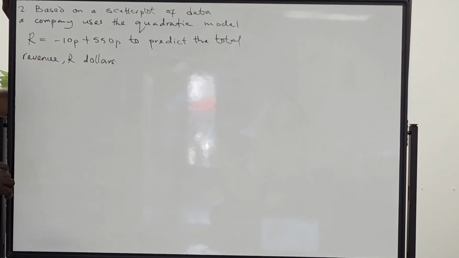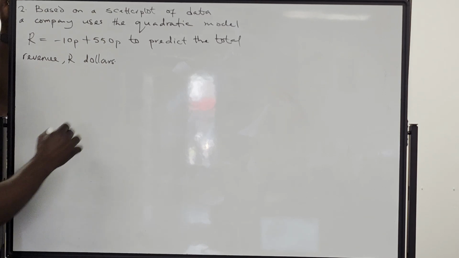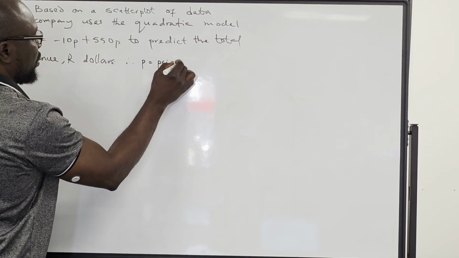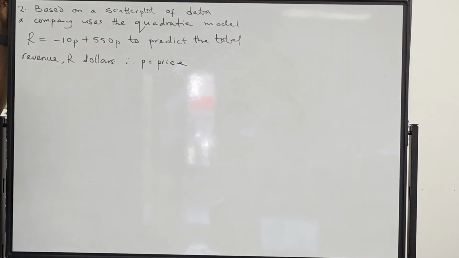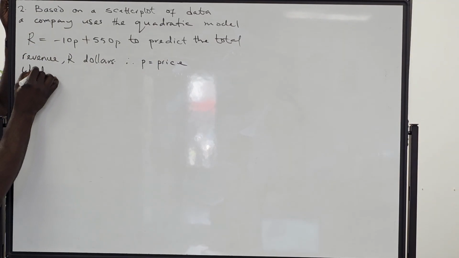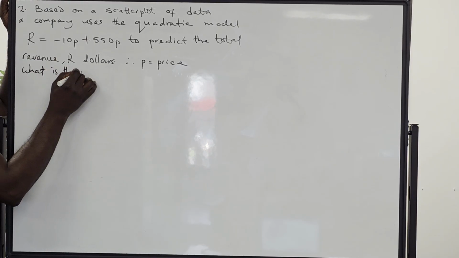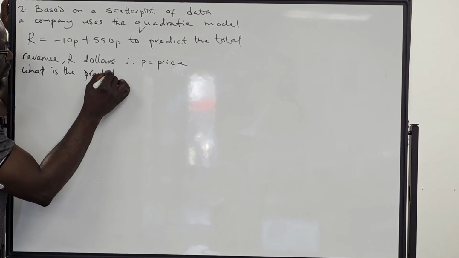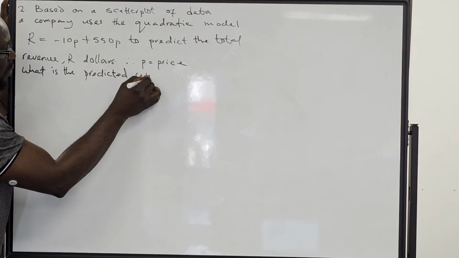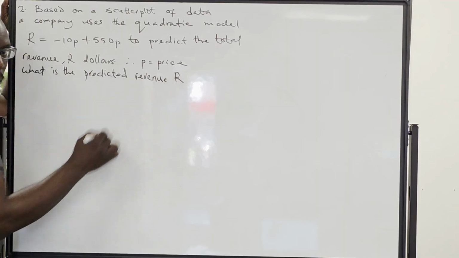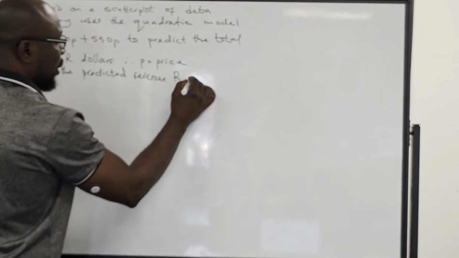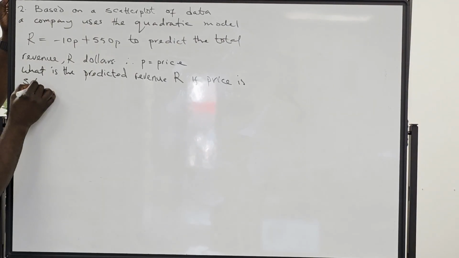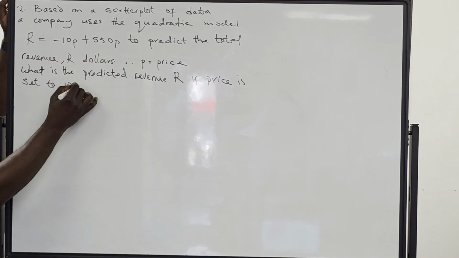When the price of the company's product is set at P dollars, so they're saying that P is equal to price, okay? And the question is, what is the predicted revenue R if price is set to $10?